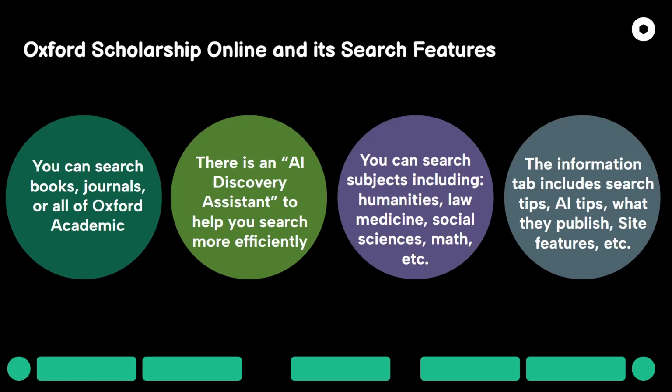And then the information tab includes search tips, AI tips, what they publish, site features, etc. There's a ton on that page that I'll kind of discuss later.